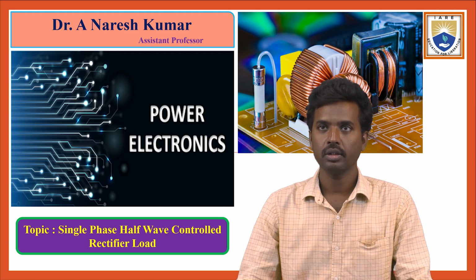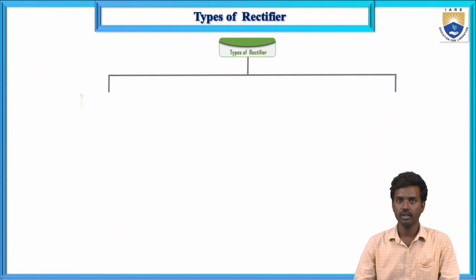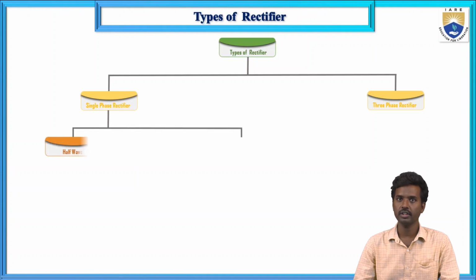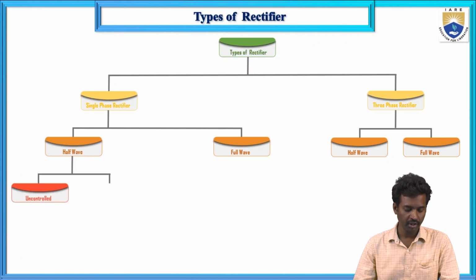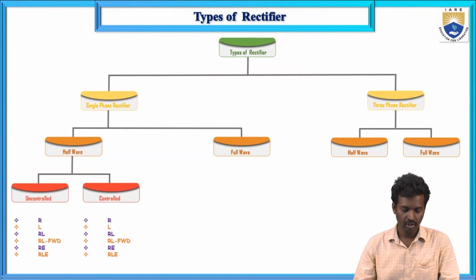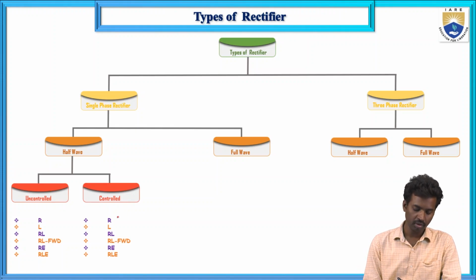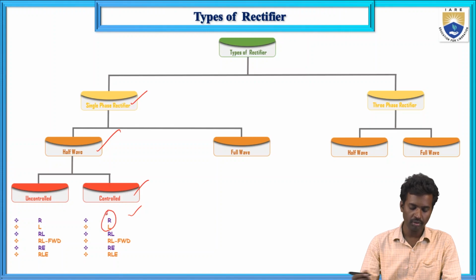Here is the classification of rectifiers: single phase rectifier and three phase rectifier. In the single phase, half wave rectifier and full wave rectifier. In the three phase also, half wave and full wave. In the half wave rectifier, again controlled rectifier and uncontrolled rectifier. In the last lecture we completed single phase half wave controlled rectifier with R load.